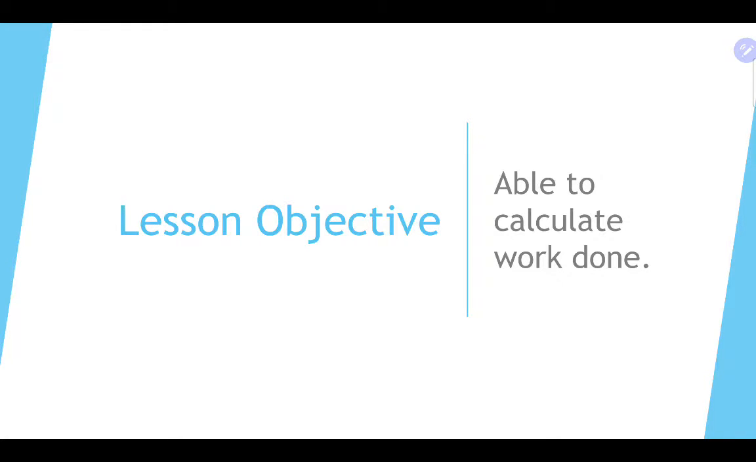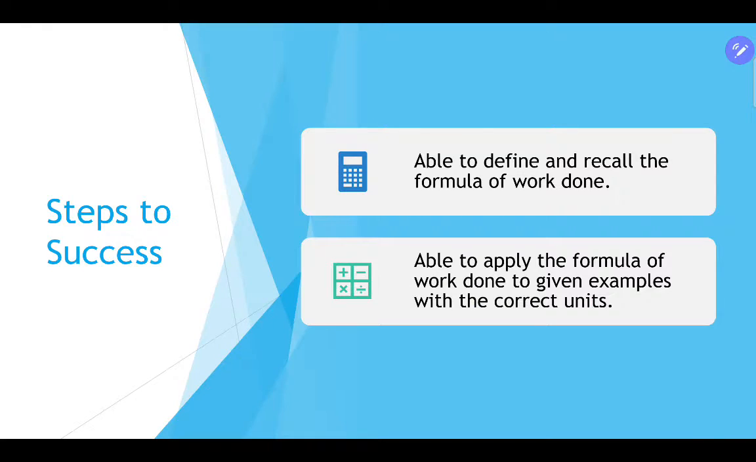So to know how to calculate work done, the steps to success are: 1. Able to define and recall the formula of work done, and 2. Able to apply the formula of work done to given examples with the correct units. So to break that down, you need to be able to define and recall the formula, and then to be able to apply the formula. It's mostly going to be about mathematical calculations today.